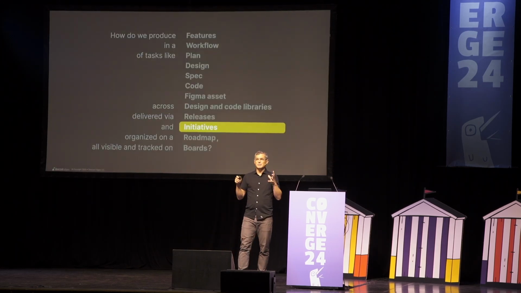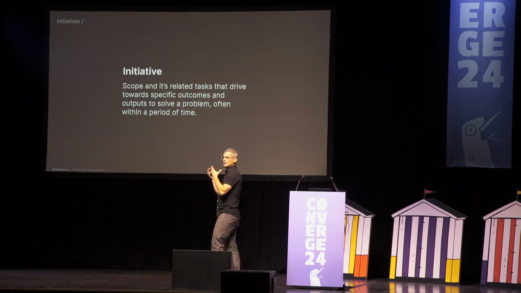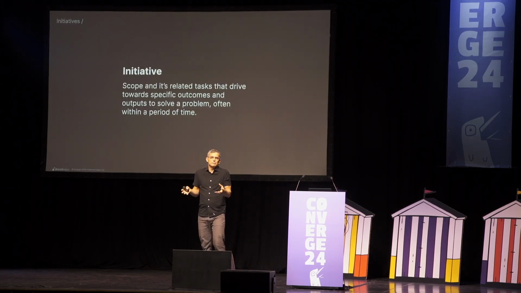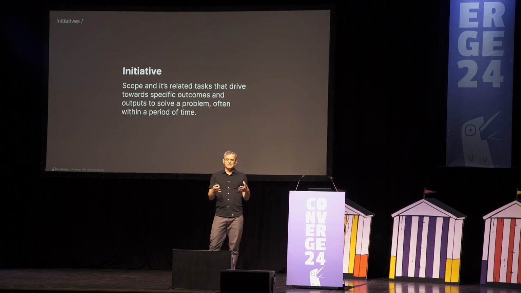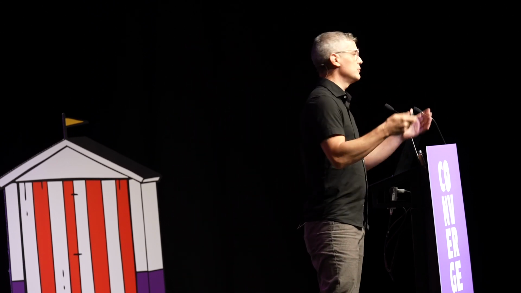Also, from a high level, I'm thinking about initiatives. It's not all feature development. When I talk about initiative, it's a set of scope. It's a bunch of tasks that are driving towards outcomes and are going to produce outputs to solve a problem within a defined period of time. Teams call them epics, missions, initiatives. I don't care. What's your language? I'll adopt whatever you want to call these things in your product org.